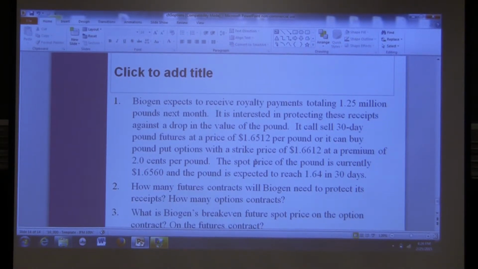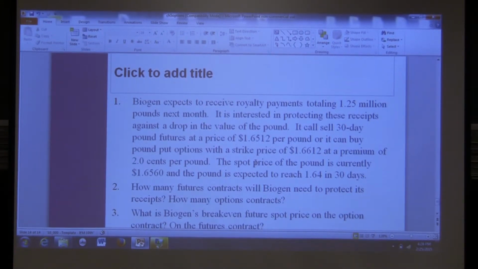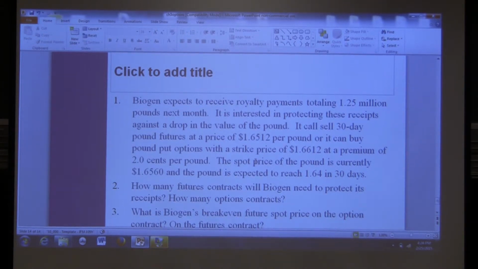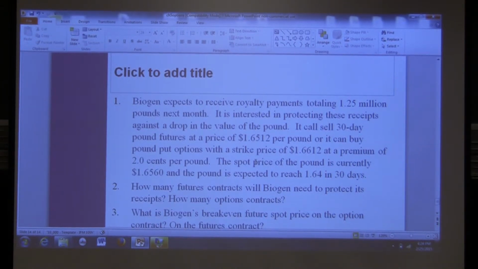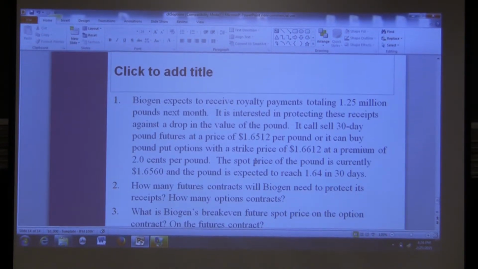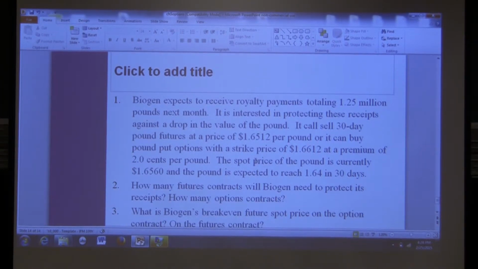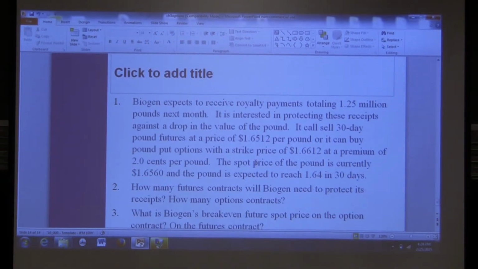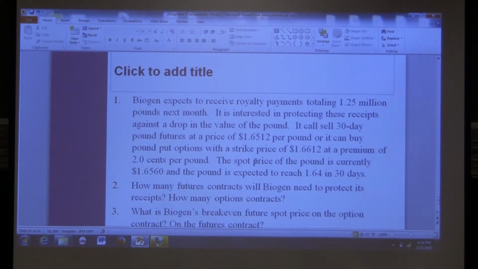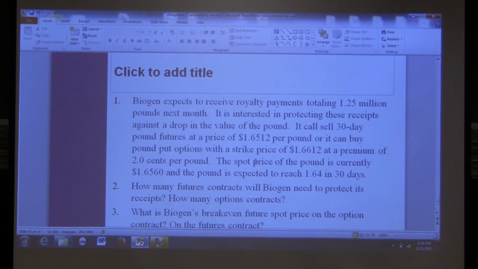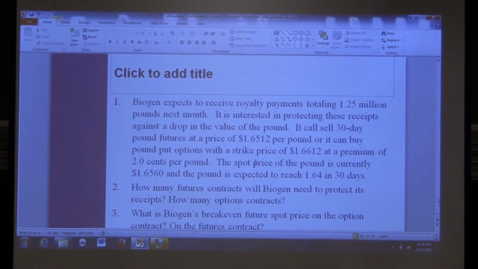How many futures contracts will Biogen need to protect the receipts? How many options contracts? What is Biogen's break-even future spot price on the option contract, and on the futures contract? So basically here, we want to look at the payoff pattern to see what is happening. The main difference here is that we're talking about an accounts receivable. For Biogen, they are receiving money, and when you receive money, you have a couple of choices. You could either sell a futures contract or you can buy a put option.